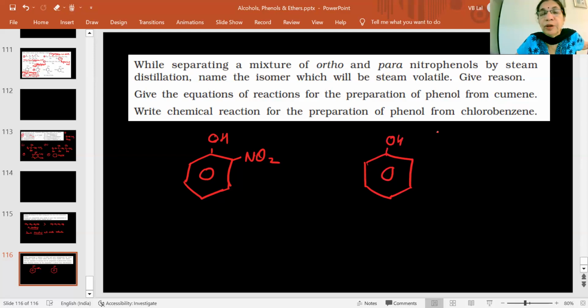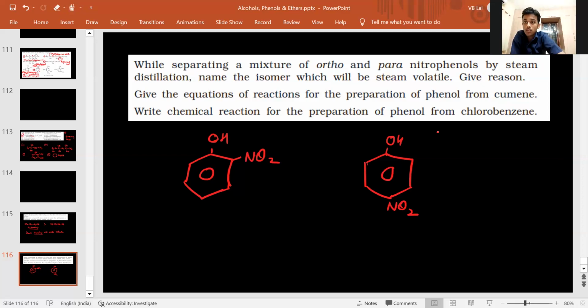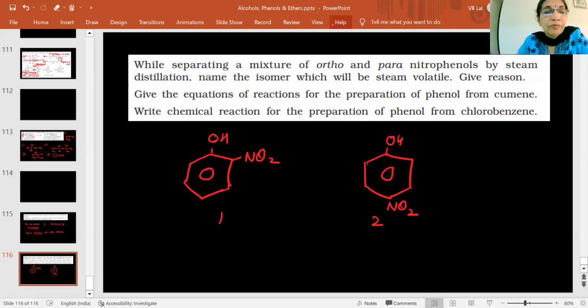Right? How will you explain which one is steam volatile, which has a lower boiling point or almost the same boiling point as steam? Steam volatile means if I pass steam through the mixture, the one which has a boiling point close to or less than steam will go off with steam. First tell me which of them will have a lower boiling point, one or two? Why will one have a lower boiling point? Only a one word answer.